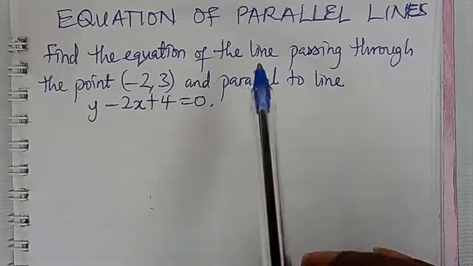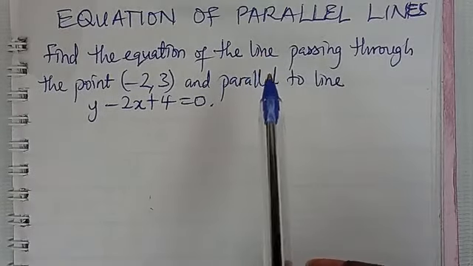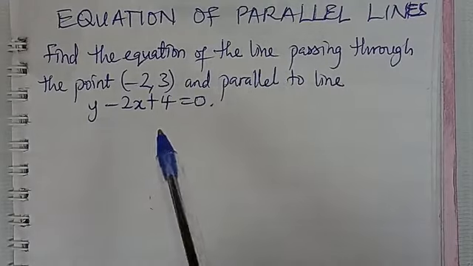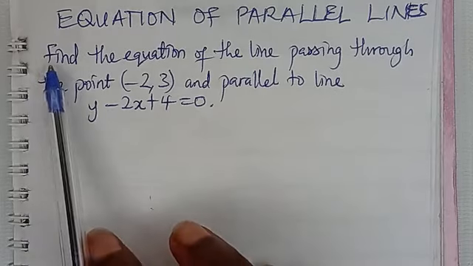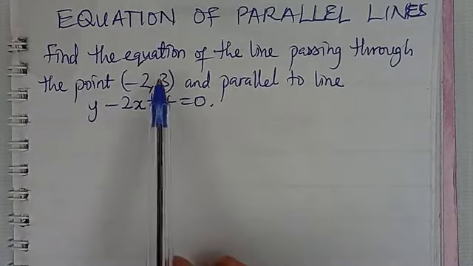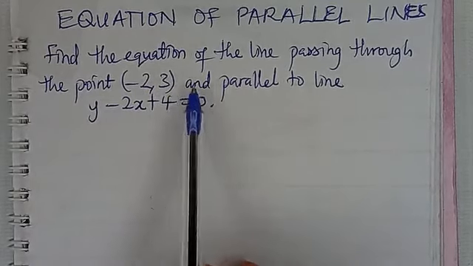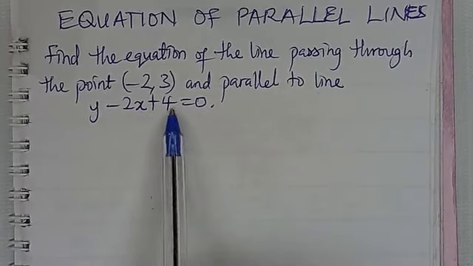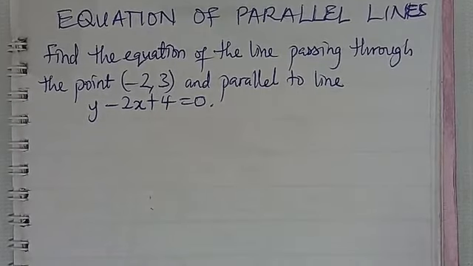In this video, we are going to be learning how to get the equation of straight lines which are parallel to the given lines. Now we start with this example. Find the equation of the line passing through the points minus 2, 3 and parallel to the line y minus 2x plus 4 equal to 0.